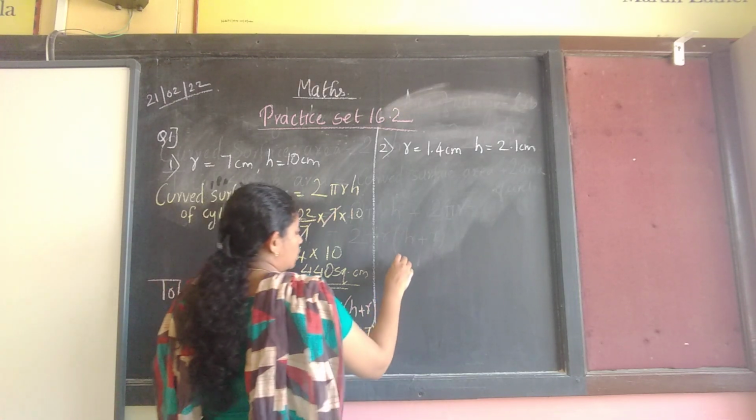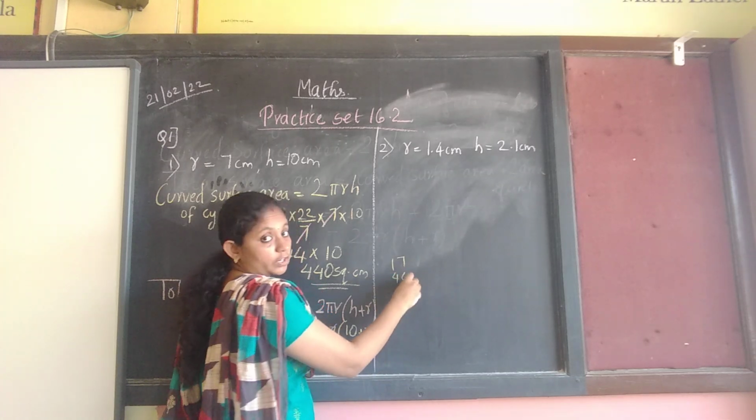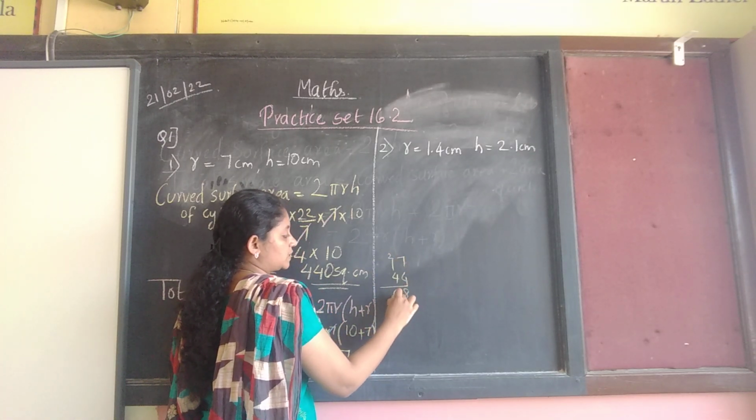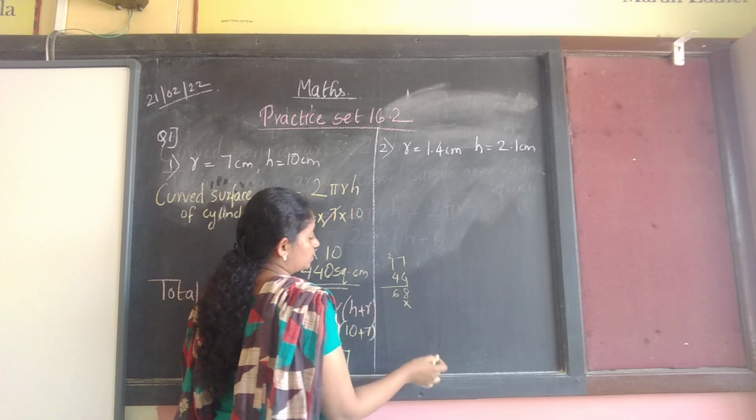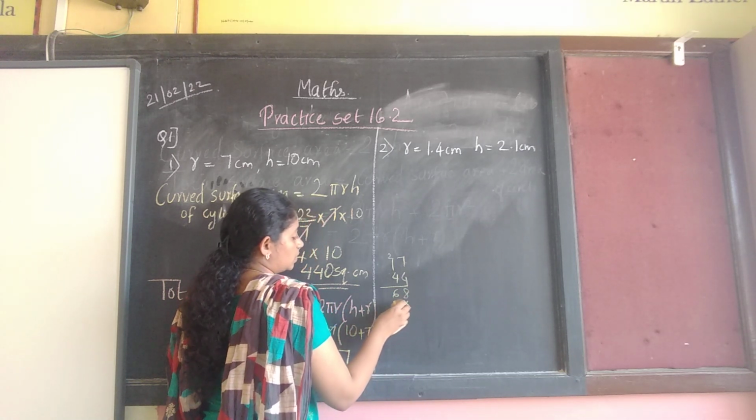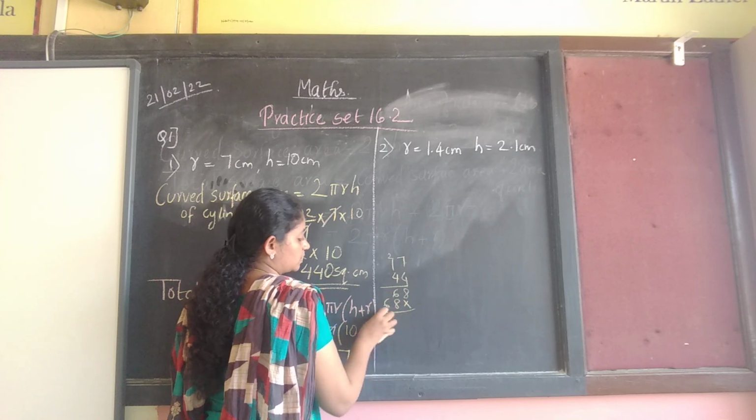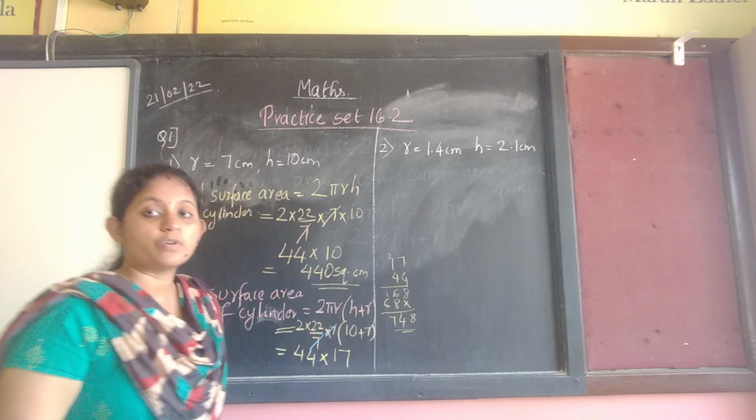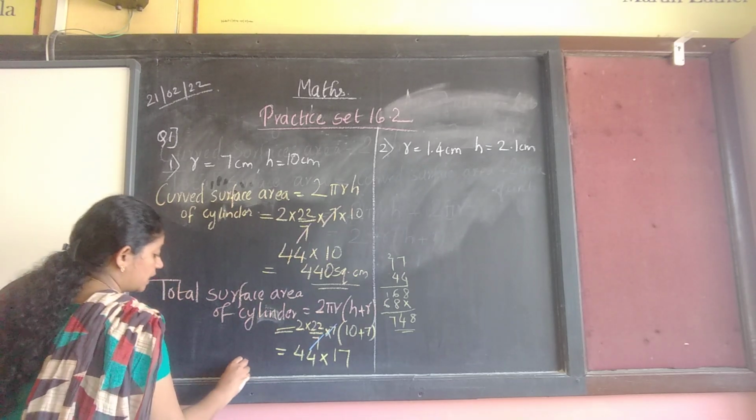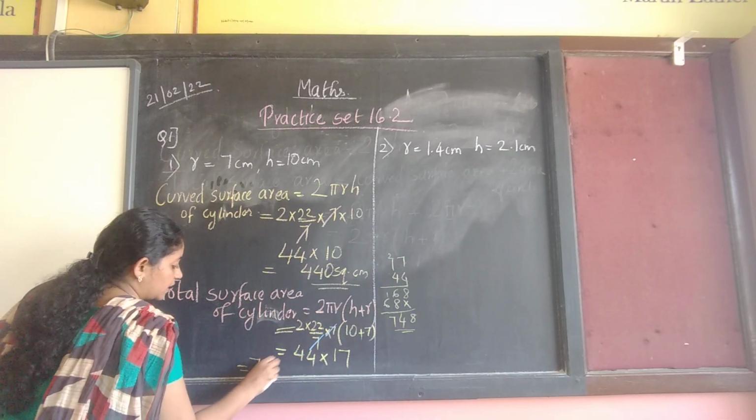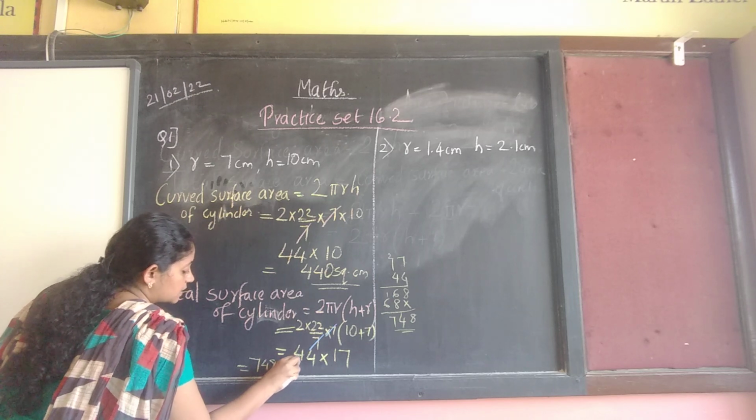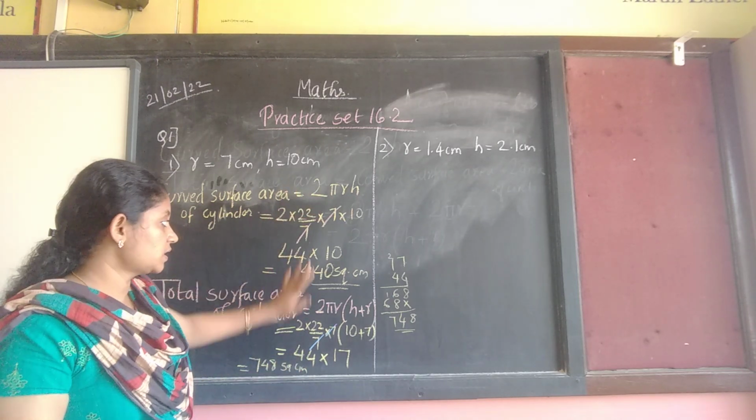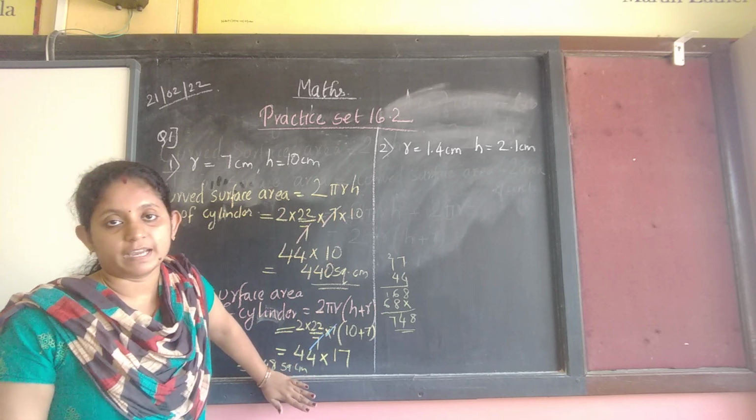Let's check. 17 into 44. 7 4s are 28. 4 1s are 4, 6. And here 8, 6. 8, 4, 1. 748. So what will be our answer? 748 square centimeter. Okay. So this is how we are going to solve all the 5 questions.